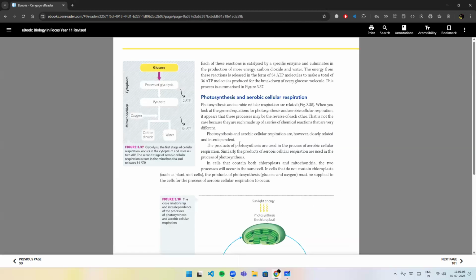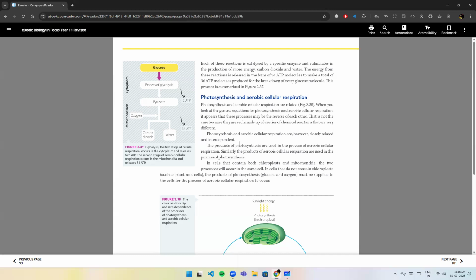Each of these reactions is catalyzed by a specific enzyme and culminates in the production of more energy, carbon dioxide, and water. The energy from these reactions is released in the form of 34 ATP molecules to make a total of 36 ATP molecules produced for the breakdown of every glucose molecule. This process is summarized in figure 3.37.